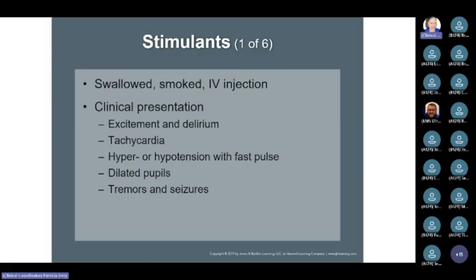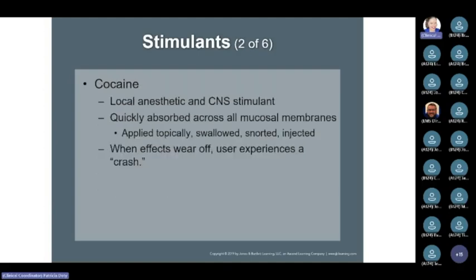Stimulants, completely opposite of what we've been talking about. Several different ways you can get that in your body. Clinical presentation: excitement and delirium, tachycardia, hypertension, also hypotension but with a fast pulse. You're going to have dilated pupils, tremors, and even seizures, depending on how much it is.